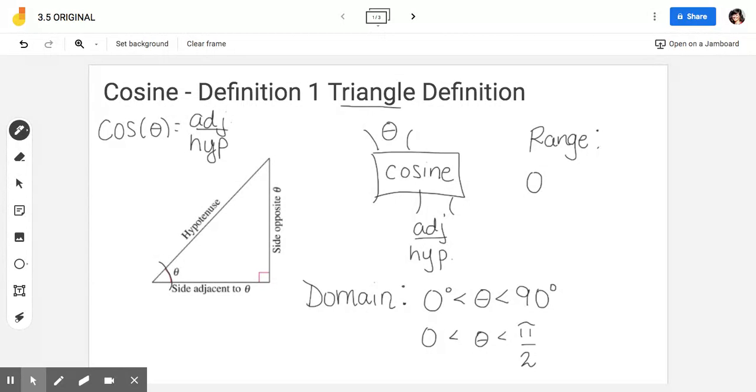And of course, it needs to be positive because all the sides of the triangle are positive numbers. So our cosine of theta is going to be bigger than 0, but less than 1. Again, strictly greater than, strictly less than. It can't equal either of those two numbers.